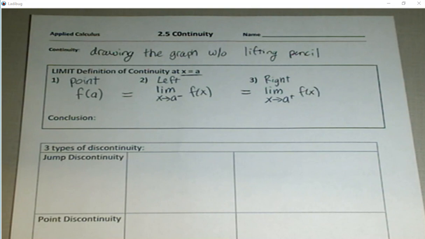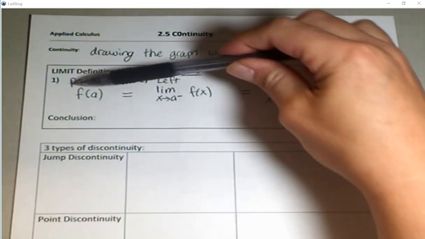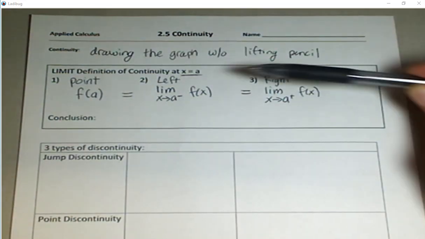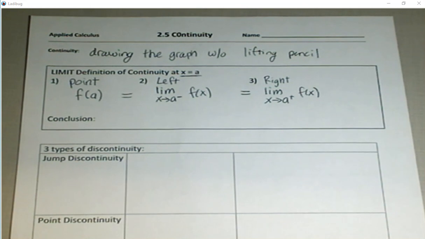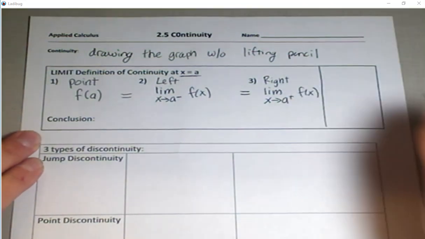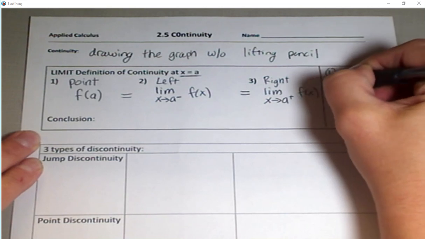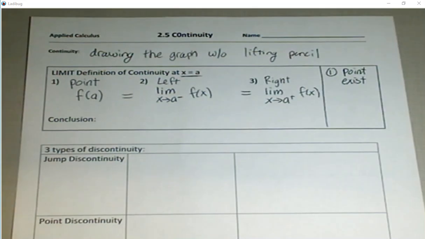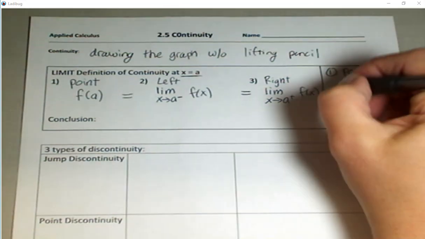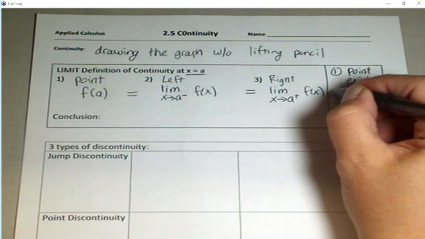Now, some of these things can be the same, right? So you might connect the point and the left, you might connect the point and the right, and you might connect the left and the right. They might be the same thing depending upon the equation. Okay, so over here I'm just going to write 1, the point exists, right? There's a point and I get a number. 2 and 3 kind of come together.